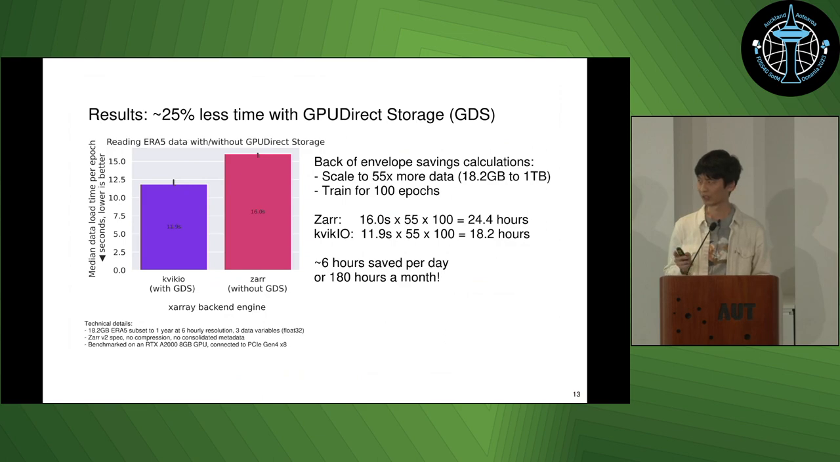And quickly the results, it takes about 25% less time if you're using the GPU-based kvikIO engine compared to the CPU-based Zarr engine to read data. If we do a bit of back of the envelope calculations, if we scale it from 18 gigs to 1 terabyte, train it for 100 epochs, it takes about 24 hours for the Zarr CPU-based engine, and about 18 hours for the kvikIO GPU-based engine. So you're saving about 6 hours a day. Multiply that by 30 for a month, you're saving about 180 hours a month.